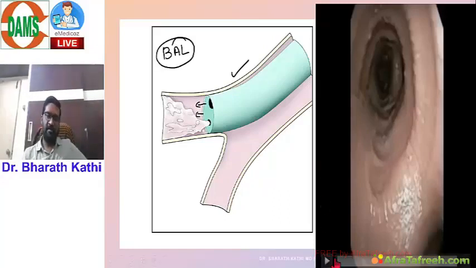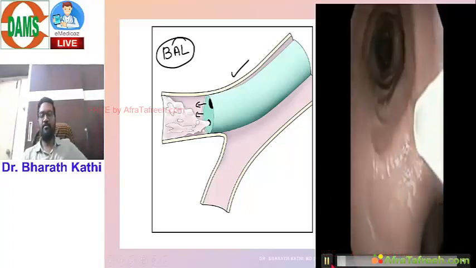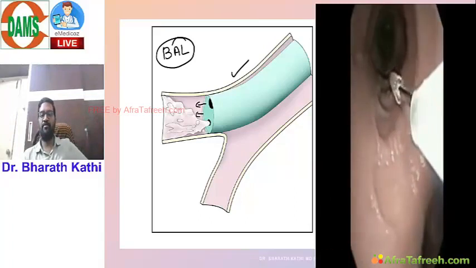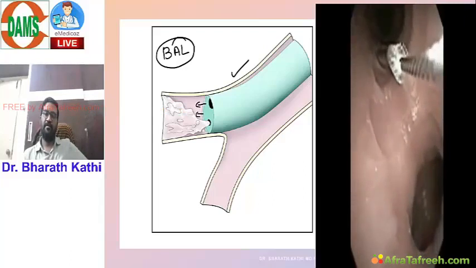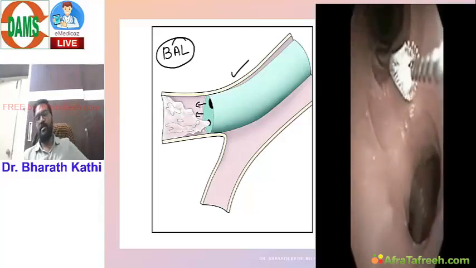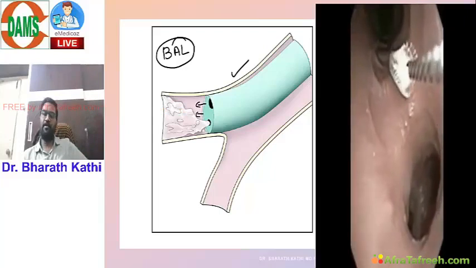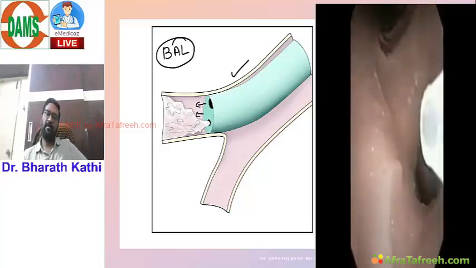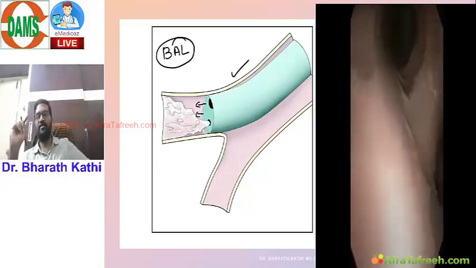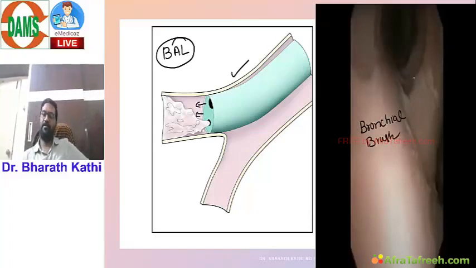In the next one, I have shown you the protected specimen brushing. I have inserted the bronchoscope and through that I am sending a brush. That brush will go into the targeted segment and take the sample from there. Once again I am bringing this brush back into the sheath, and because it is protected by the sheath, it is also called protected specimen brushing. So this is the bronchial brushing. But in the majority of centers we commonly use bronchoalveolar lavage.